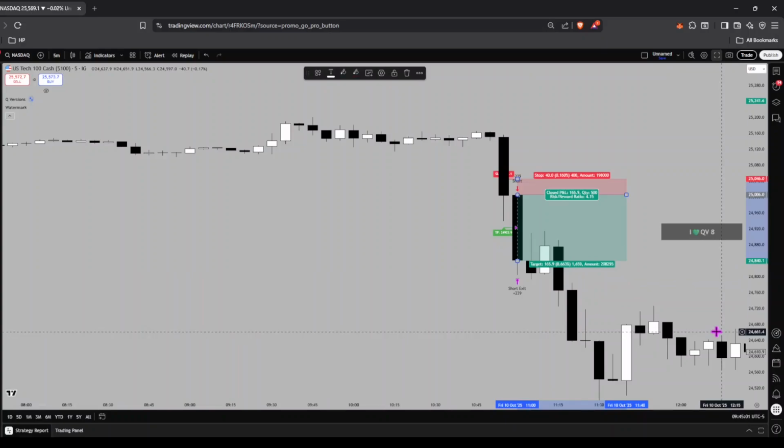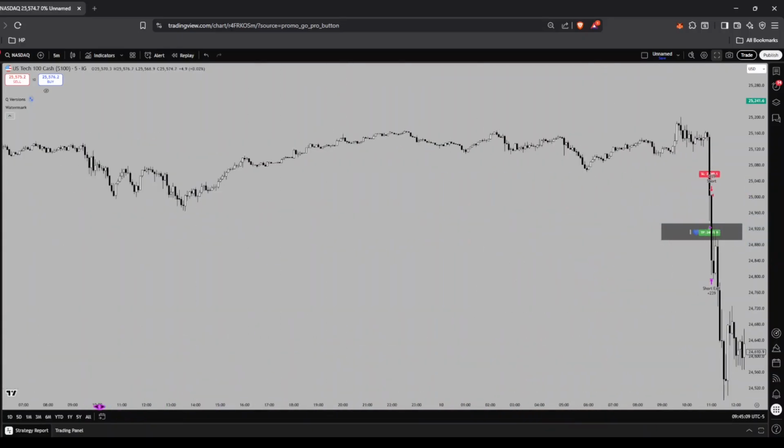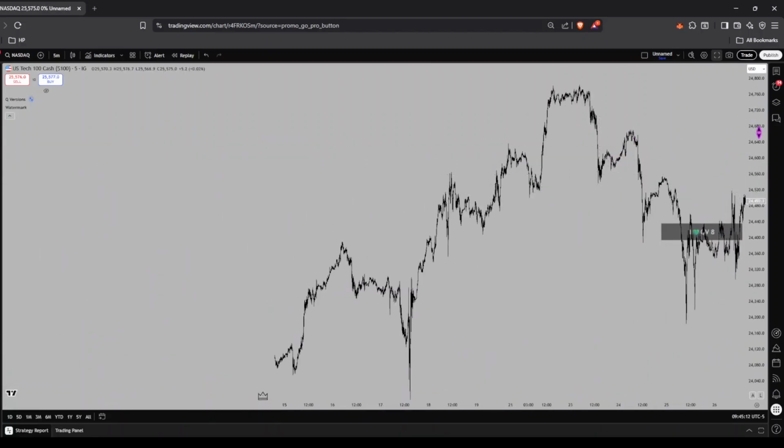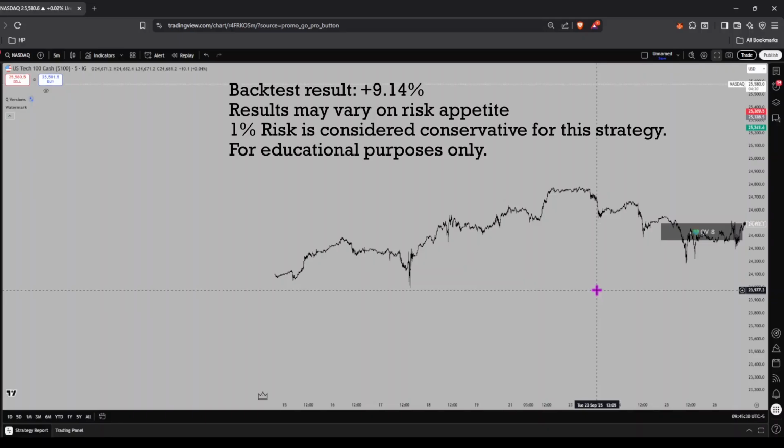Plus 4.15 R. And that's as far as the history goes. So it's 3 months of backtesting, which resulted in 9.14 R. Considering the fact that this is a pretty low drawdown strategy, we could use a risk percentage of 1.5 or even 2 for some traders that have higher risk appetite.